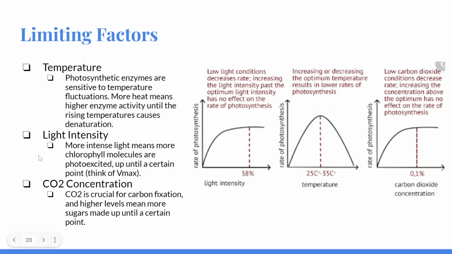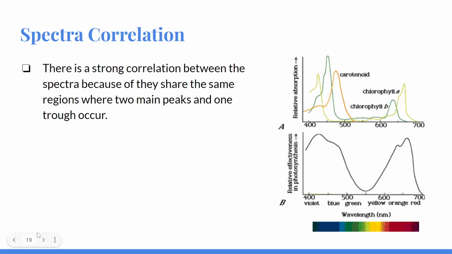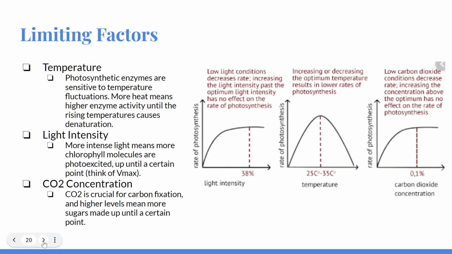Okay, for limiting factors, these are going to be the things that really affect the effectiveness of photosynthesis. So temperature, light intensity, and carbon dioxide concentration. So temperature, this is mainly because enzymes have optimal ranges where they work the best. If it's too hot, it might start denaturing the enzyme. If it's too low, crystallization occurs, or there's just not enough energy for reaction to happen.